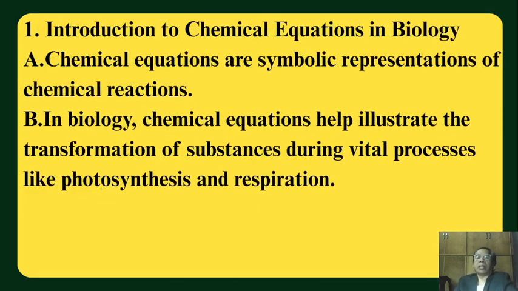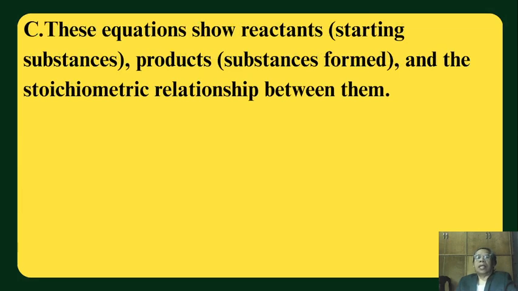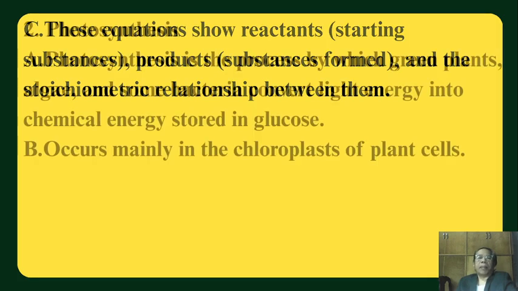Introduction to chemical equations in biology. Chemical equations are symbolic representations of chemical reactions. In biology, chemical equations help illustrate the transformation of substances during vital processes like photosynthesis and respiration. These equations show reactants, the starting substances, products, which are the substances formed, and the stoichiometric relationship between them.